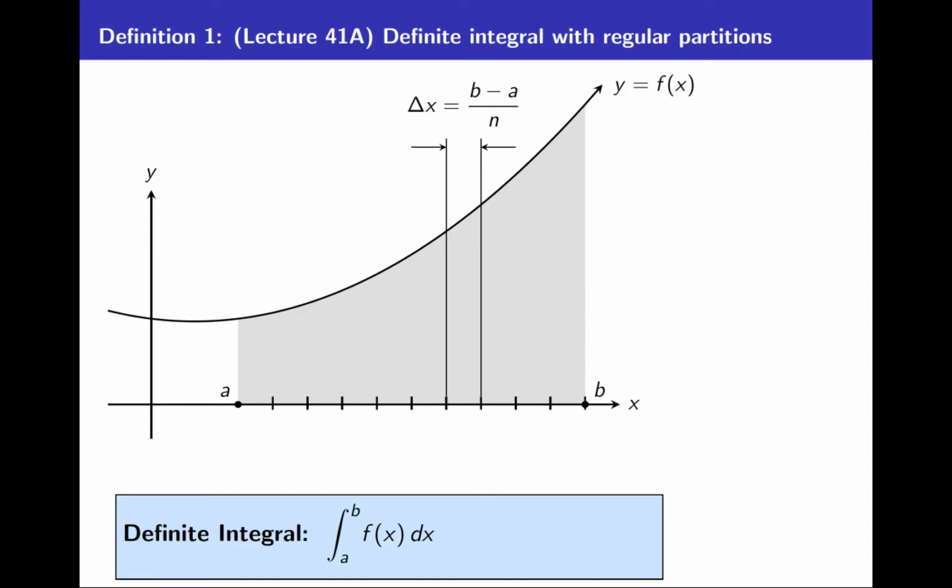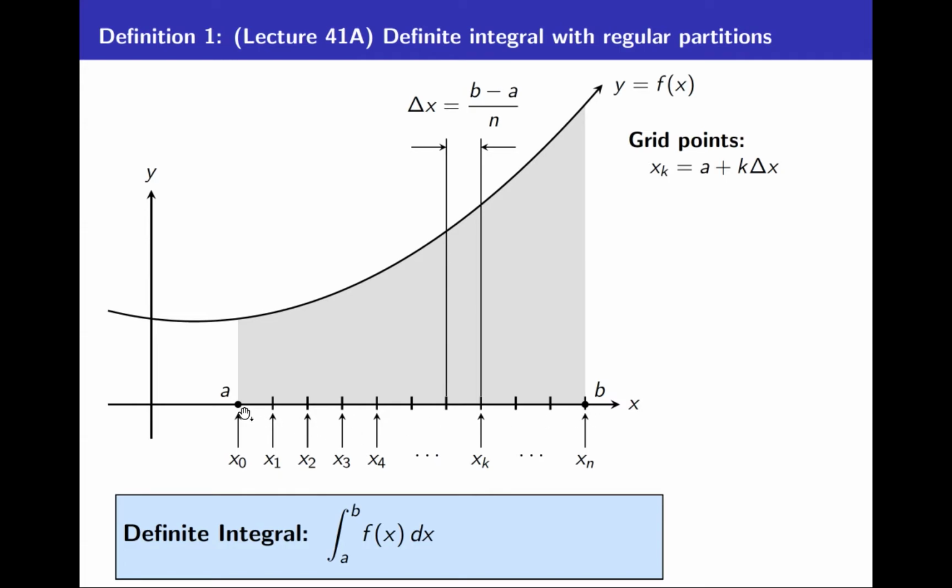The next thing we did is we gave numeric values to the grid points. For any k between 0 and n, x sub k equals a plus k times delta x. So x sub 0 is right there at a, then x sub 1, x sub 2, and so on down the line, all the way to x sub n, which equals b.